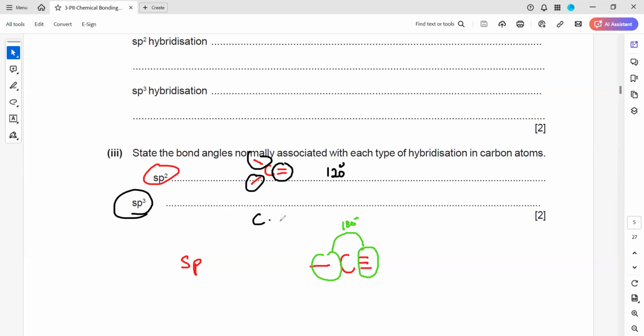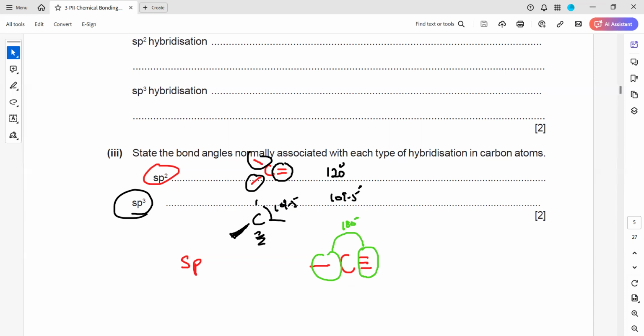sp3 means the carbon can form a maximum of single bonds with another atom. So if it is forming single bonds, in four different orientations, it will form bonds. And when four bond pairs are there and there is no lone pair, it means it will have a bond angle of 109.5 degrees because it should be a tetrahedral structure.